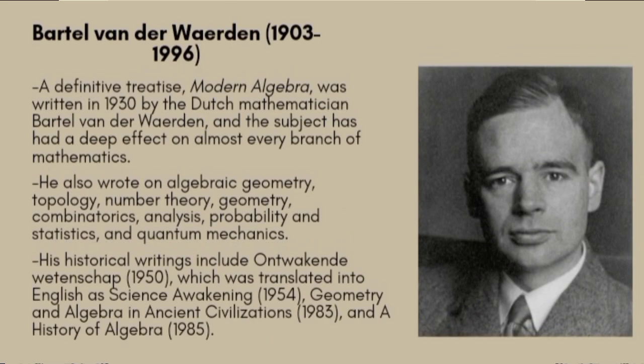Bartel van der Waerden, 1903-1996. He was a Dutch mathematician, best known for his modern algebra textbook. He also wrote on algebraic geometry, topology, number theory, geometry, combinatorics, analysis, probability and statistics, and quantum mechanics. His historical writings include Ontwakkende Wetenschap 1950, which was translated into English as Science Awakening 1954, Geometry and Algebra in Ancient Civilization 1983, and A History of Algebra 1985.